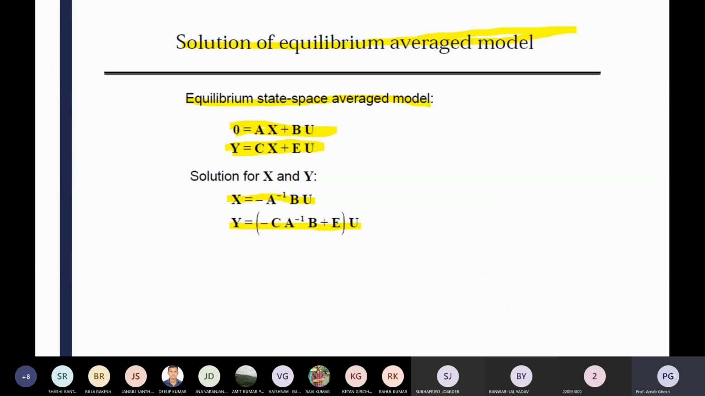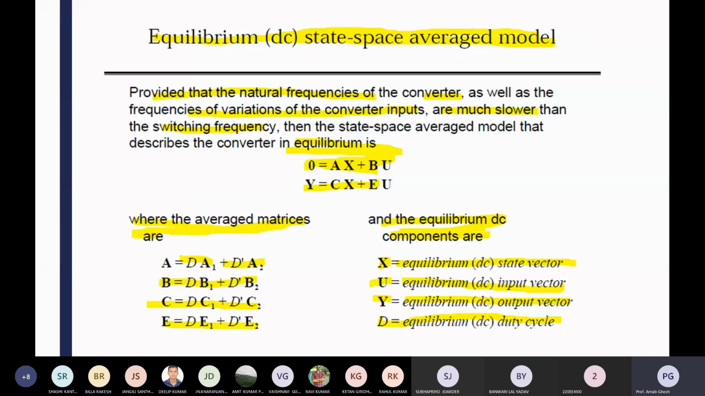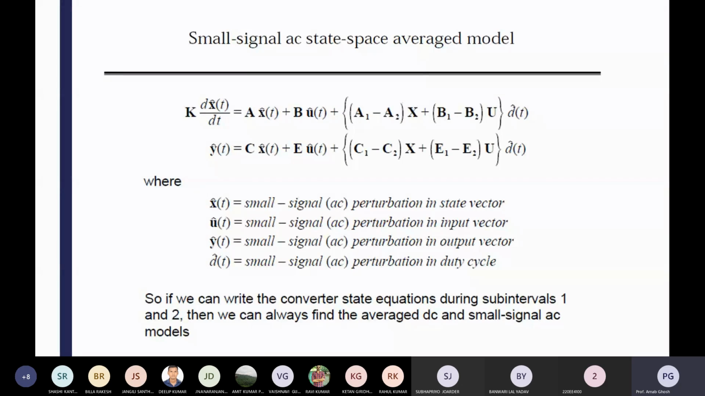Now, that portion I think you have covered, and I think you have no doubt. Okay, so after that we can go for the small signal AC state space average model. That portion is also simple. In the small signal AC state space average model, here you can see it.